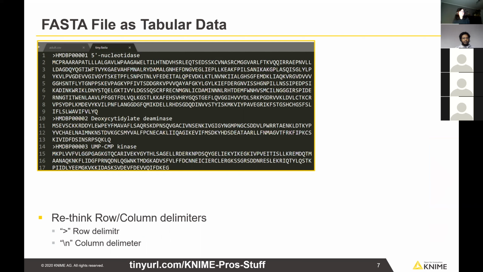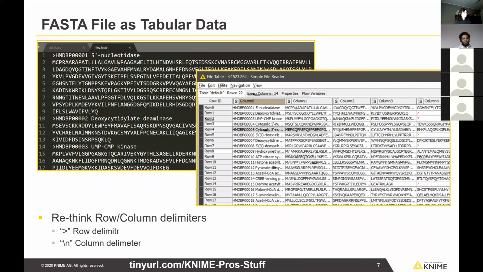If you rethink the row and column delimiter, you can actually consider it as a normal table file, even if it's not comma separated but separated by something else. If you assume the greater than symbol as a row delimiter and the newline symbol as a column delimiter, you can actually parse this file as a table. But you don't want to set all the settings all the time, so it makes sense to put this into a component.